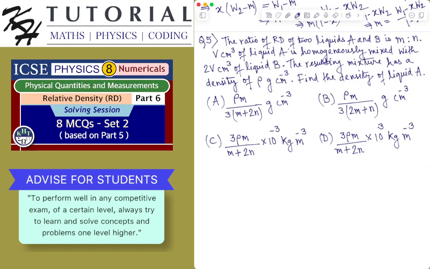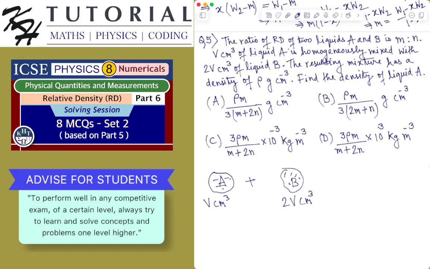So I already solved this kind of problem in the previous video. Okay, let's do it once again. Let's say this is the liquid A. It is given that V centimeter cube of liquid A was mixed with liquid B, whose volume is 2V centimeter cube.